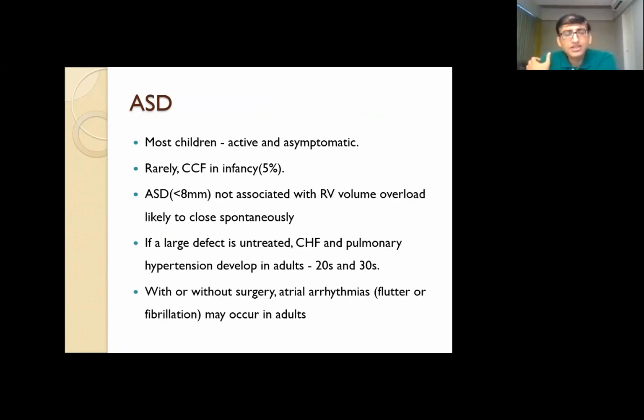So coming to ASD, most of the children are asymptomatic. It is basically an accidental detection of a murmur in the OPD or a school health program where you hear a murmur, get the echo done and come to find that this is the case. So usually these patients are asymptomatic.